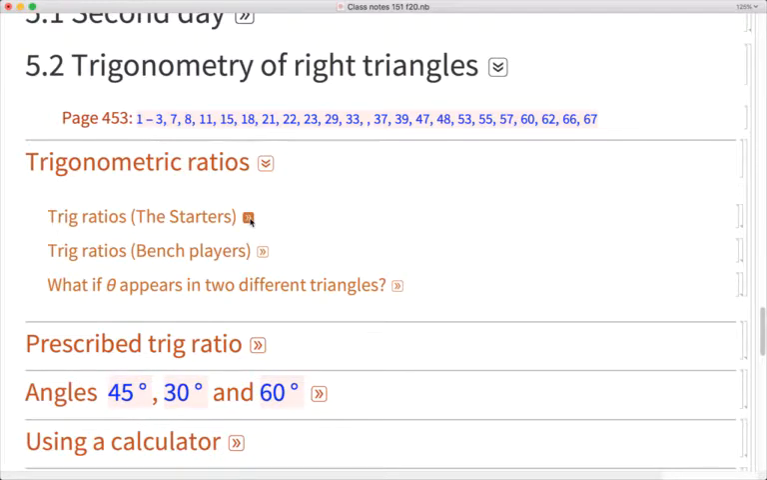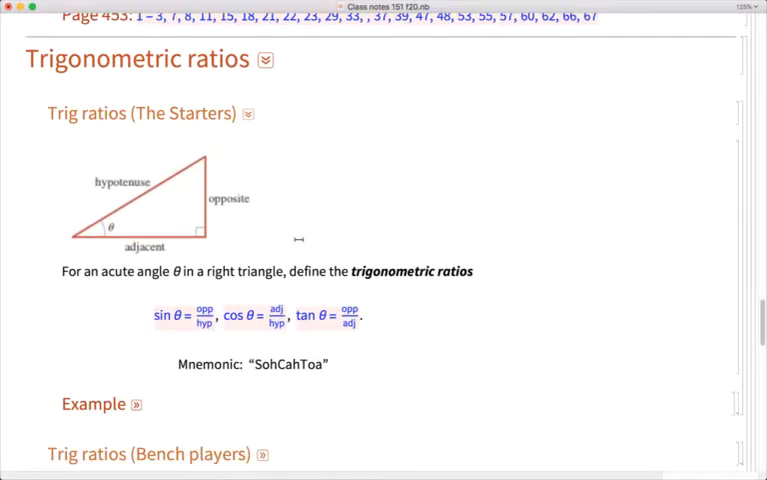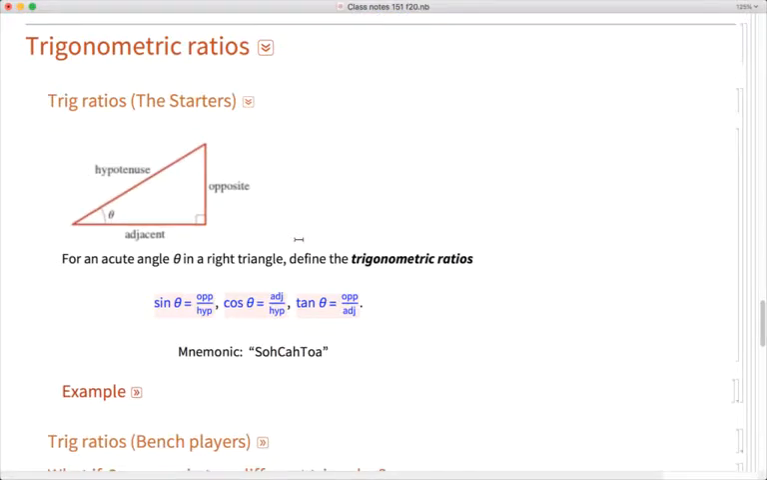Trigonometric has got a few too many syllables, so we usually just call them trig ratios. So the starters, and I don't mean just first, I mean to say the most important ones, the ones that we use most often, will be sine, cosine, and tangent. Okay, so these ratios are defined for an acute angle in a right triangle.